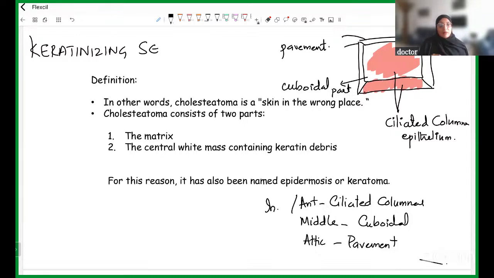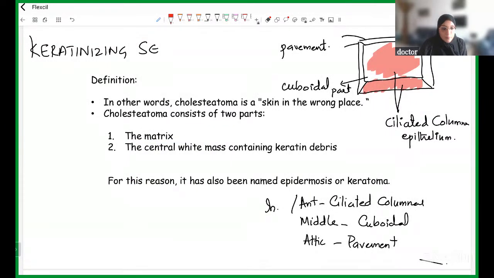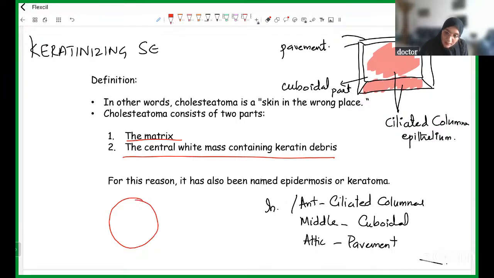Now, essentially cholesteatoma consists of two parts. Here, let me change the color of my pen. So cholesteatoma has two parts. It has a matrix and it has a central white mass that contains keratin debris. Let's assume it's like a circle. So this is the central white mass and it contains keratin debris.